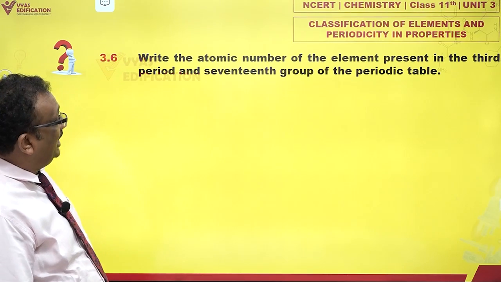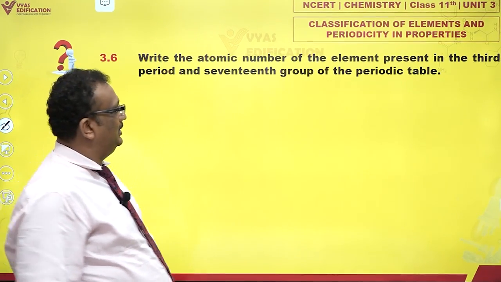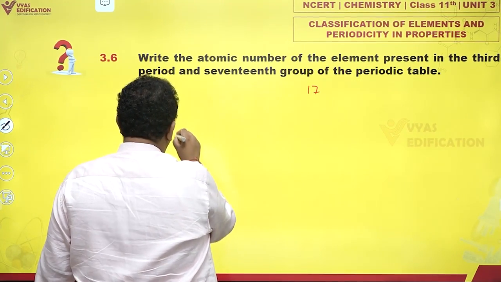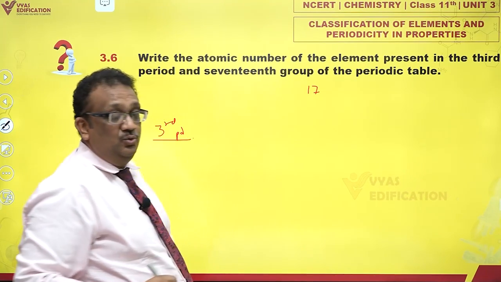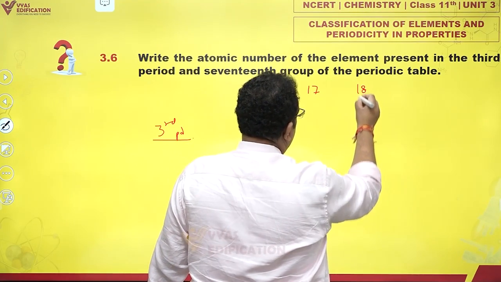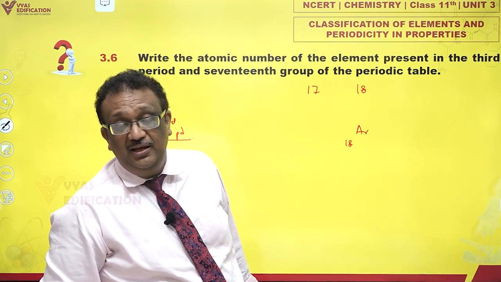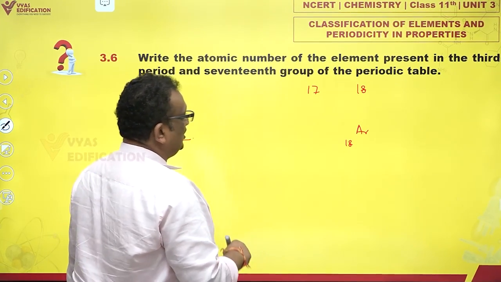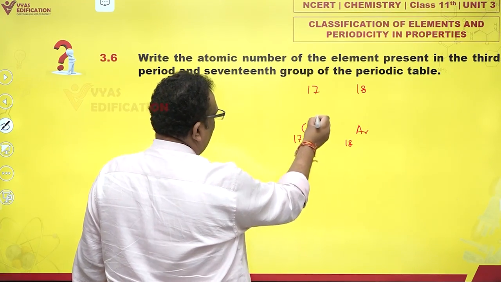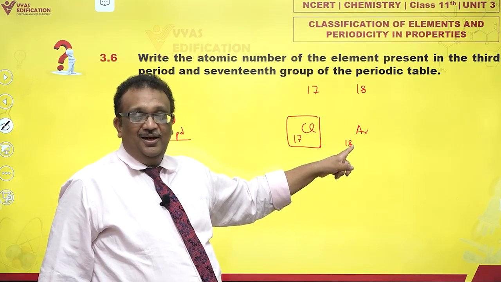Write the atomic number of the element present in the 3rd period and 17th group. Now group 17 and 3rd period. I always encourage you, remember the noble gases. The 3rd period noble gas is argon. Argon has atomic number 18. If argon is atomic number 18, one before that is chlorine with atomic number 17. And see, this is so funny. Group number 18, atomic number 18.